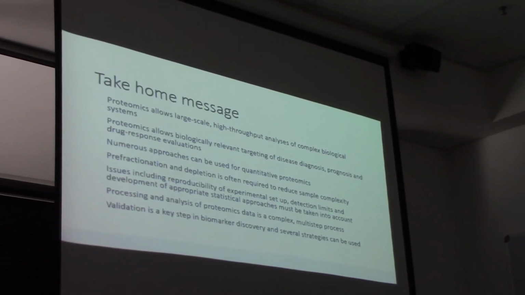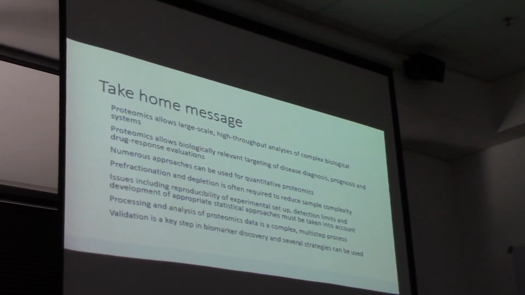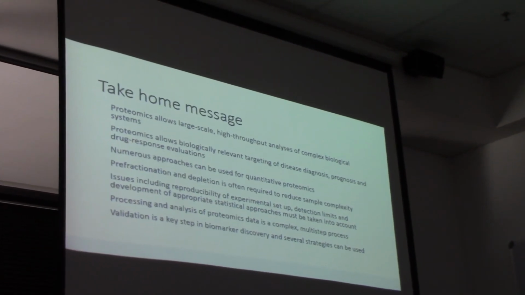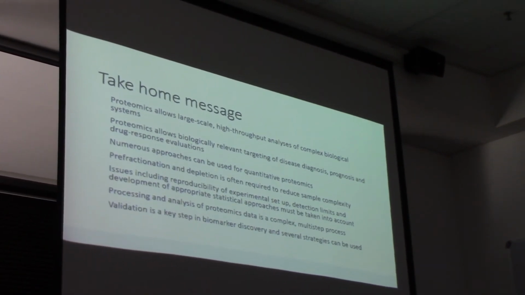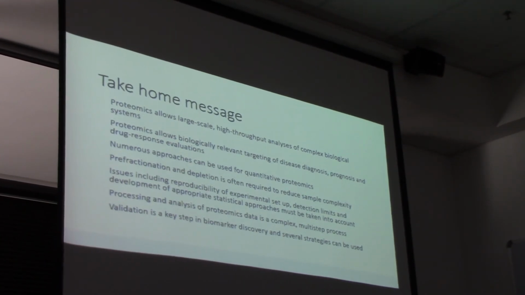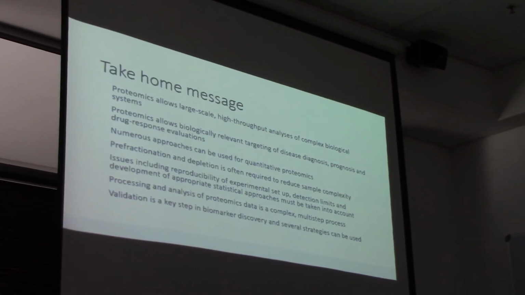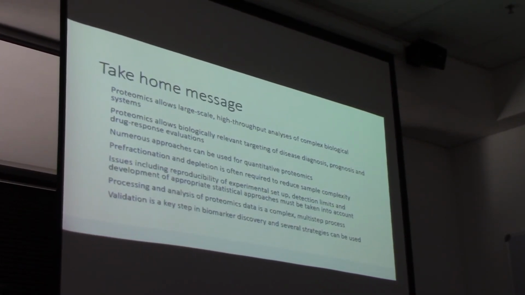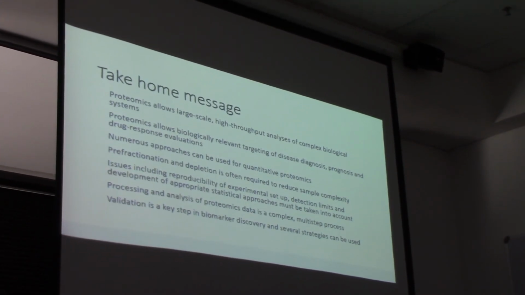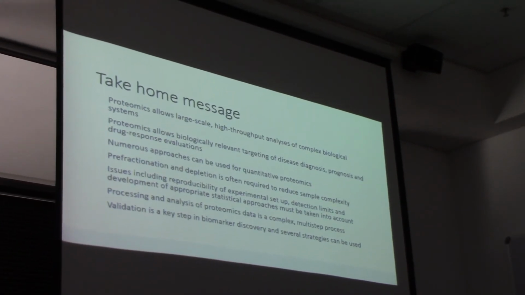You need to do some sort of pre-fractionation and depletion to reduce the sample complexity most of the time. Sometimes your sample's not that complex, so then you're good to go. That's really lucky. Issues including reproducibility of your experimental setup, your detection limits, and development of appropriate statistical approaches need to be taken into account. Statistically, how am I going to deal with this? I am not a statistical expert. I find statistics really hard. And proteomics really needs strong, robust statistics. So talk to a statistician. There's nothing wrong with that.